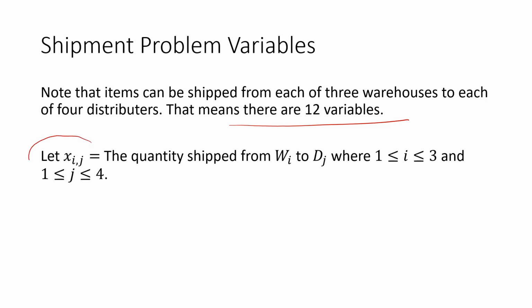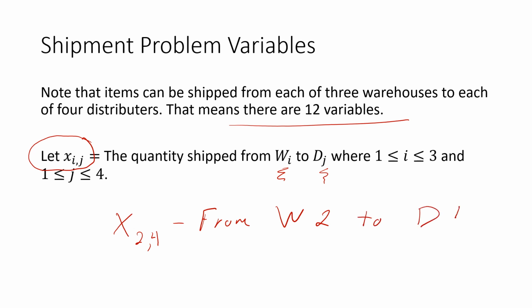So my variables are now going to have two subscripts. Xij is the amount of stuff I'm going to ship from warehouse i to distributor j. So X24 is from warehouse 2 to distributor 4, for instance, the amount that I'm shipping. And there are 12 possibilities. There are 12 things I can control. So there are 12 variables. That's a common shipment problem.